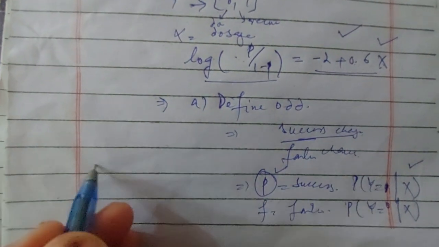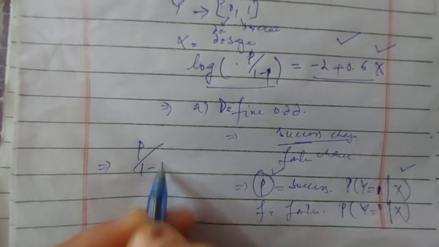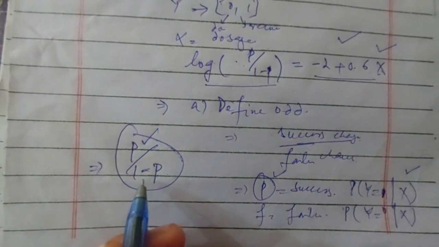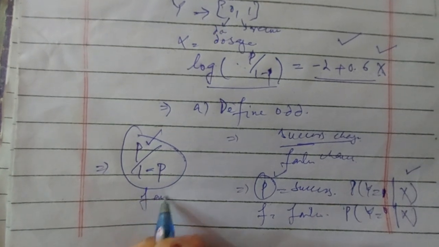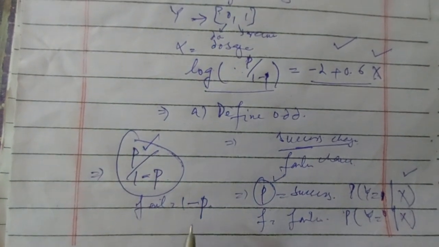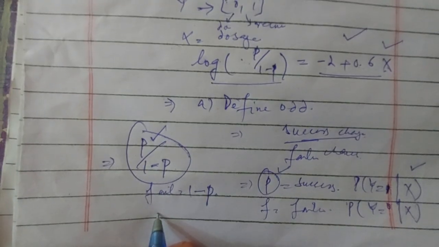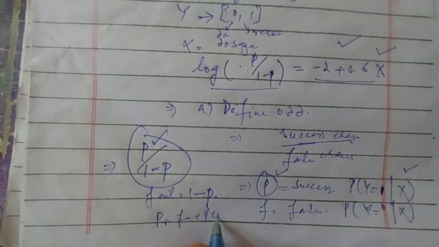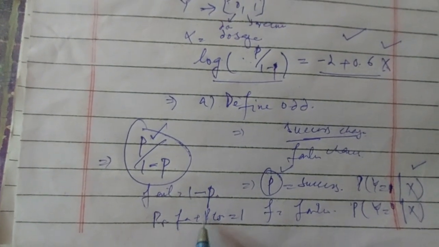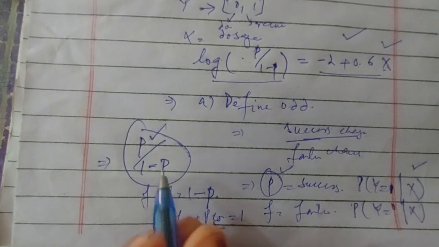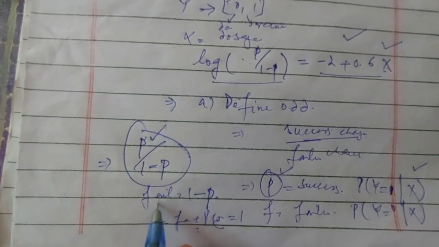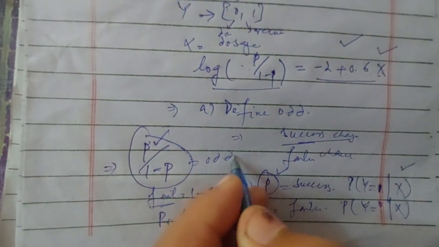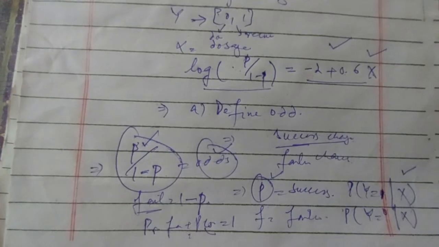So defining odds, it will be equal to p divided by 1 minus p, the probability of success divided by probability of failure. Probability of failure is equal to 1 minus probability of success, because probability of failure plus probability of success is equal to 1. Since probability of success is p, failure is equal to 1 minus p, so p divided by 1 minus p is equal to odds. This is odds.